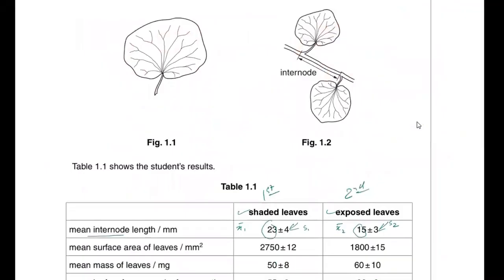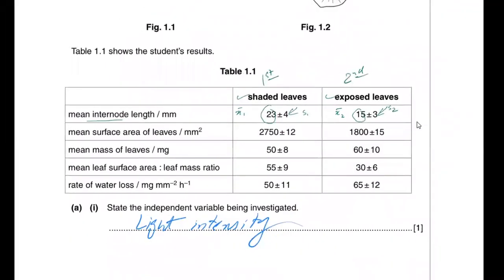Table 1.1 shows the results of the student. Now in table 1.1, the student is using the mean internode length. Mean means it's continuous data. Mean because the student is taking 30 of each. Mean internode length in millimeters, mean surface area in millimeters squared, mean mass of leaves in milligrams, mean leaf surface area to leaf mass ratio, rate of water loss in milligrams per millimeter squared per hour.